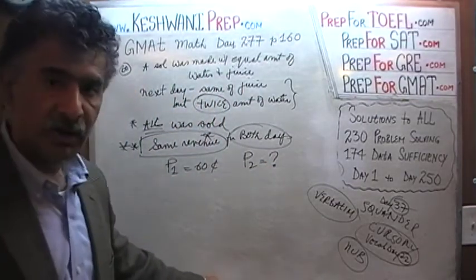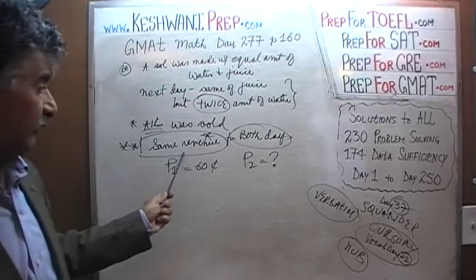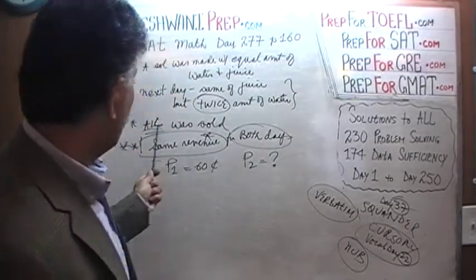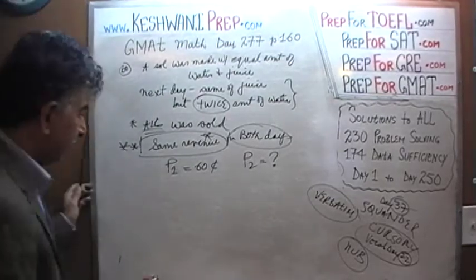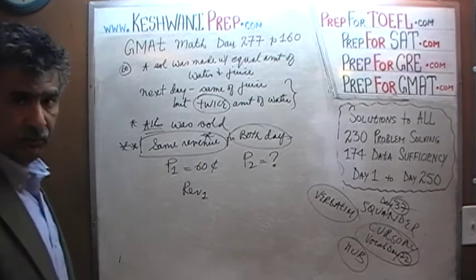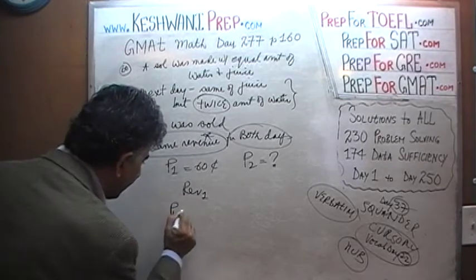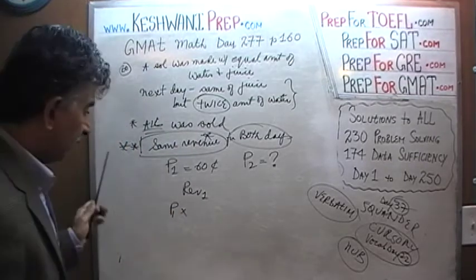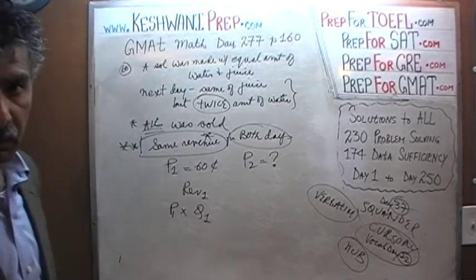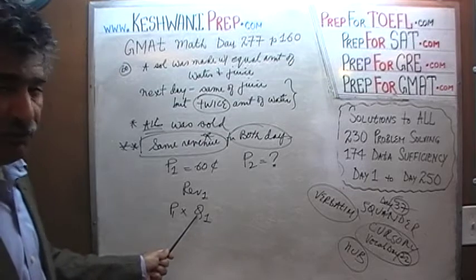It's quite simple, quite straightforward, because of the fact that they tell us the same revenue was earned on both days, and the fact that all was sold. Well, in that case, the revenue on the first day must have been the amount of price that we charge per unit times the quantity that we sold. That's how we find the revenue. Price times quantity. How much quantity?